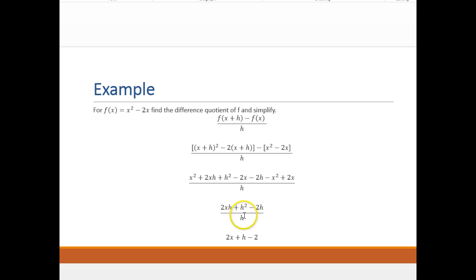Notice they're all divisible by h. This simply leaves me with 2x plus h squared over h is h, minus 2h over h is minus 2. So our final answer is 2x plus h minus 2.